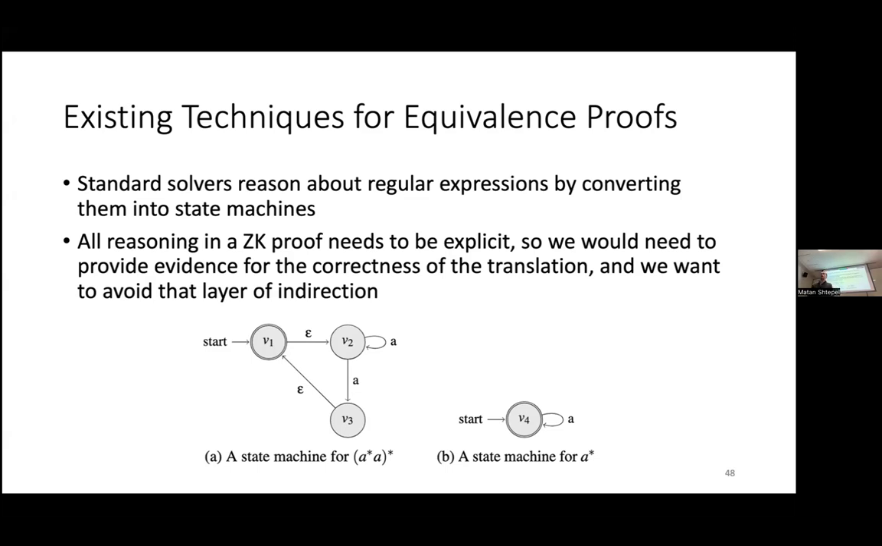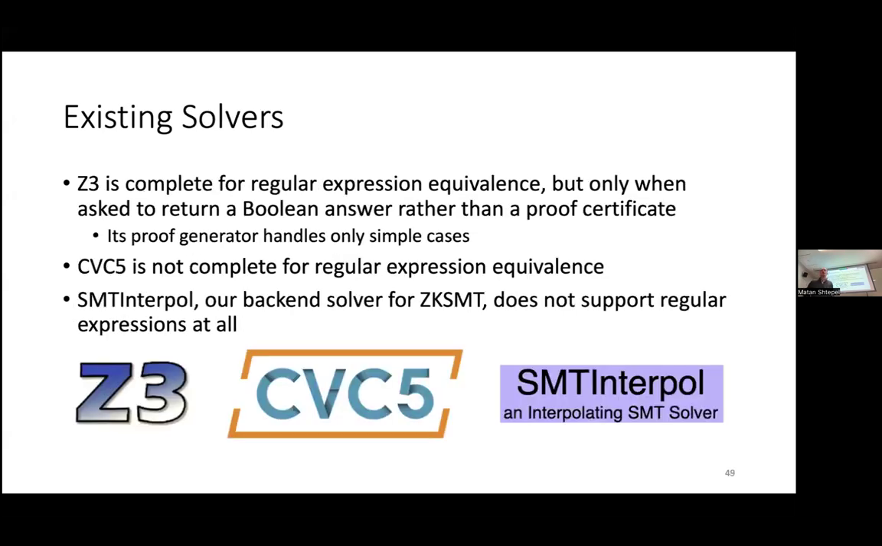There's also a more pragmatic reason why we don't use state machine conversion or standard solvers, and that's that existing solvers have only limited support for providing proof certificates about regex equivalence. The solver Z3 is complete for regex equivalence, but it's only complete when it's asked to return a Boolean answer rather than a proof certificate that provides evidence of their equivalence. It does have a proof generator for regex equivalence, but it only handles simple cases and it's not complete.